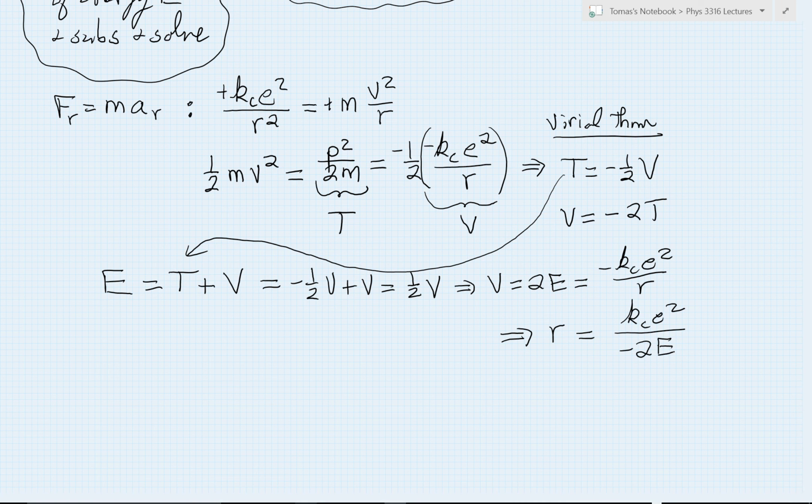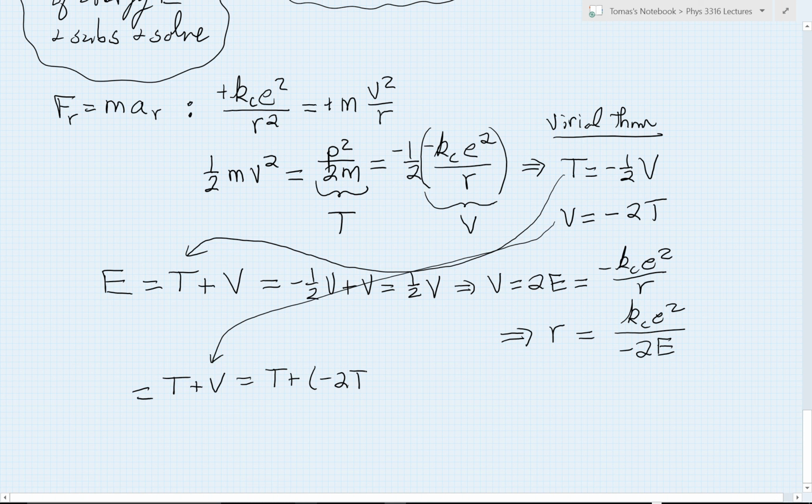Now, let's try the other substitution. Let's now write T plus V, but we will use our second equation to eliminate V from our relations. So this would give me T plus, the potential now is minus 2T. So we learn then that the energy E actually equals just minus the kinetic energy. Therefore, the kinetic energy is equal to minus the total energy, E.